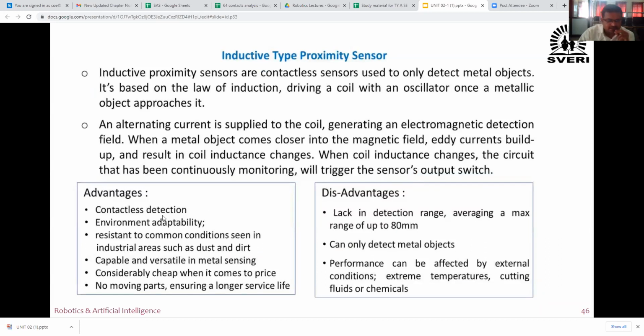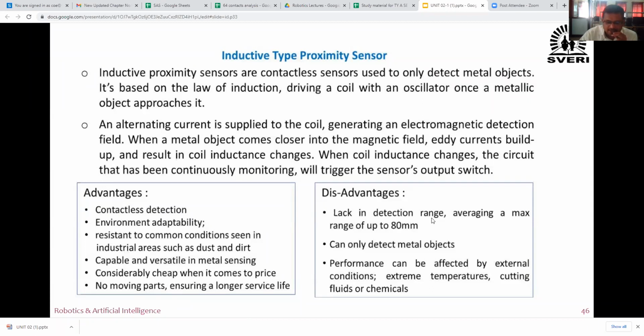Now, what are the advantages? Contactless detection, environment adaptability, resistant to common conditions seen in industrial areas such as dust and dirt, capable and versatile in metal sensing, considerably cheap when it comes to price, no moving parts, ensuring a longer service life.